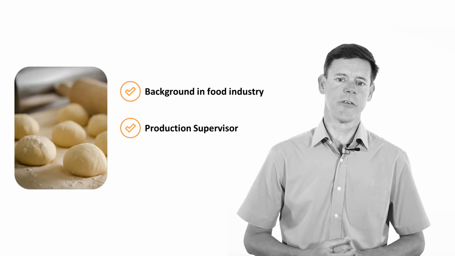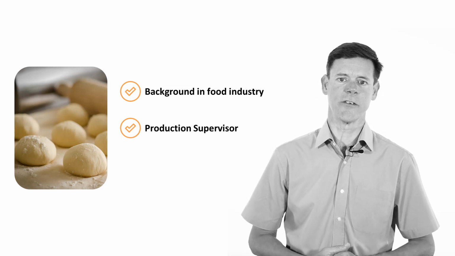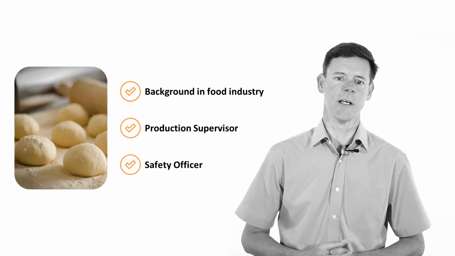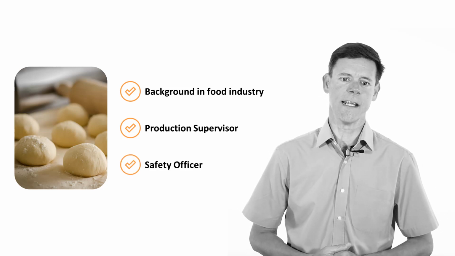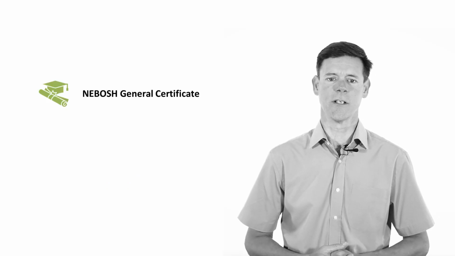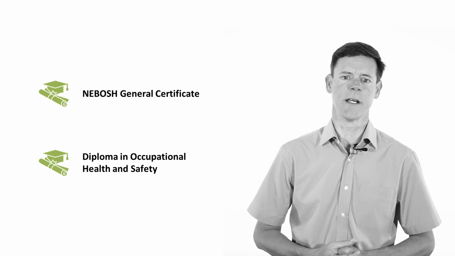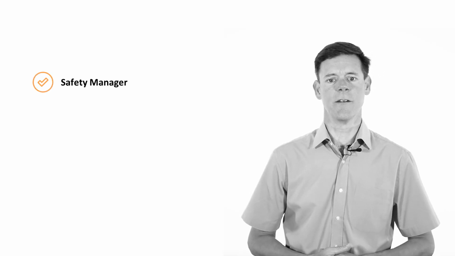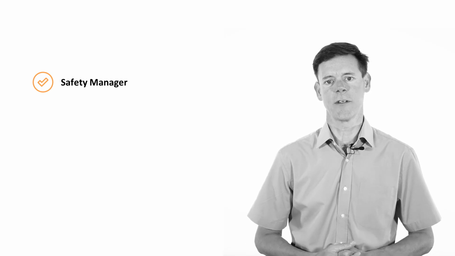After working in production supervision for a while, I became interested in occupational health and safety. And I got a job as a safety officer at a recipe dish factory in Nottingham, making ready meals. I have followed a fairly traditional qualifications route into health and safety management with a NEBOSH general certificate and a diploma in occupational health and safety. I've worked as a safety manager in food factories both in the East Midlands and South West England.